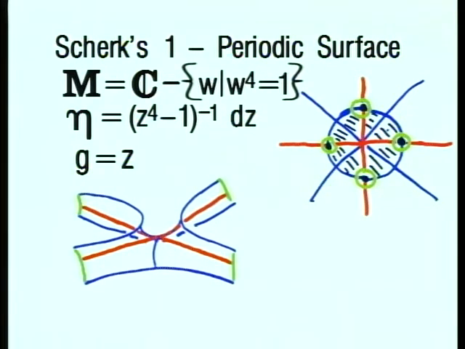What is the underlying domain? It's the complex plane minus the fourth roots of unity. The Gauss map is again Z, and the one form is Z to the fourth minus 1 inverse times dz. I've drawn a piece of Scherk's surface parameterized by the unit disk. The surface is bounded above by two somewhat parabolic arcs, actually they're more hyperbolic than parabolic, which meet a horizontal plane orthogonally. And the same thing happens on the bottom.